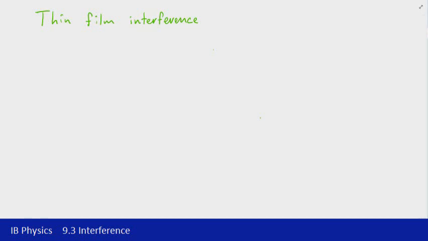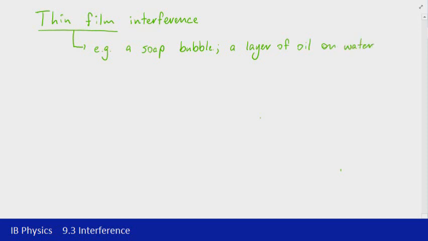The last type of interference we need to cover in topic 9.3 is thin film interference. Now, this idea of a thin film is best explained with a couple of examples, and those examples are things like a soap bubble or a layer of oil on water. So we're really just talking about one substance that's very thin sitting on top of another substance. There's lots of different examples of that.